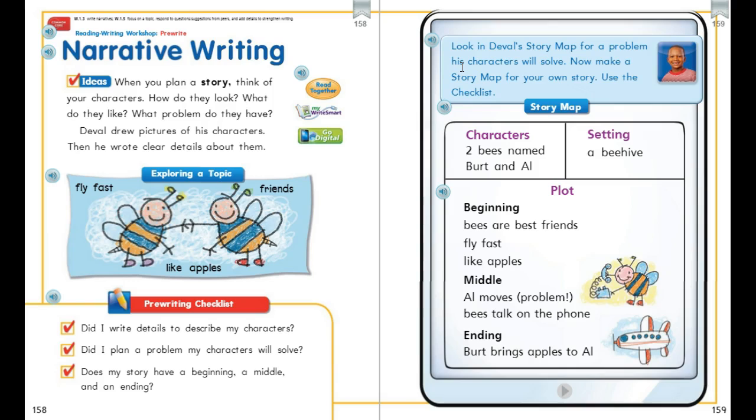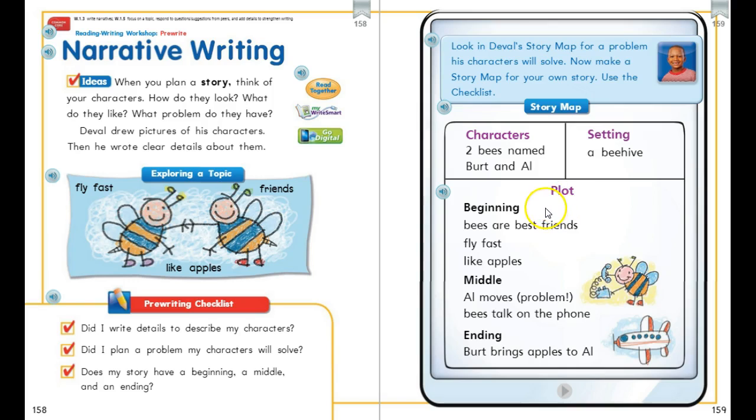Let's look at Deval's story map for a problem that his characters will solve. And then you're going to make a story map of your own story using the checklist on the bottom of page 158. His characters are two bees named Bert and Ale. The setting is a beehive.